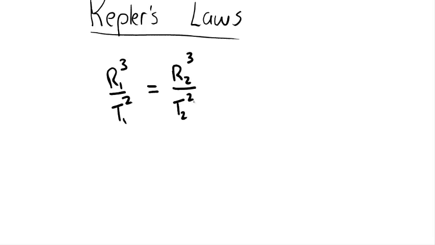So, for example, if I wanted to look at a satellite and learn about it and use this equation, I could compare the satellite to the moon because they're both going around the Earth. If I wanted to look at a comet that is traveling around the sun, then I can compare that comet to Earth because they're both traveling around the sun.